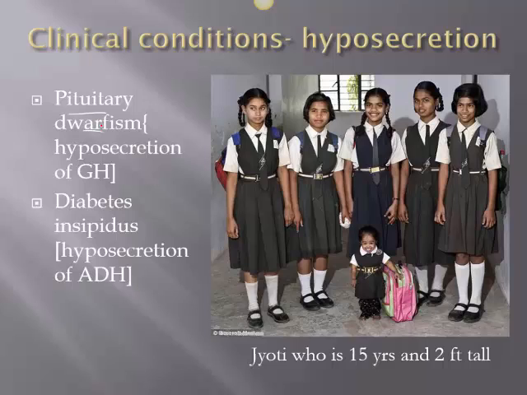She's proportionate. See, pituitary dwarfism is different from something known as achondroplasia, where they are not proportionate. She's proportionate, just extremely tiny. Okay? And then there's a condition where this is not growth hormone, where there is hyposecretion of ADH. And this condition is called diabetes insipidus.